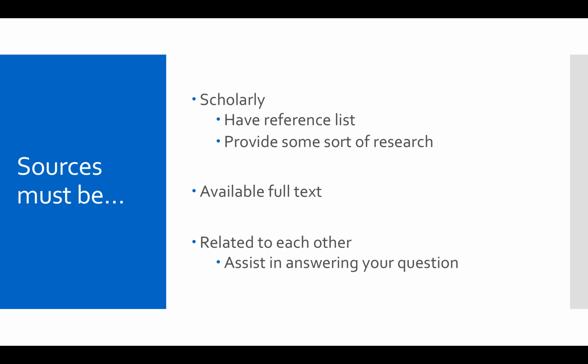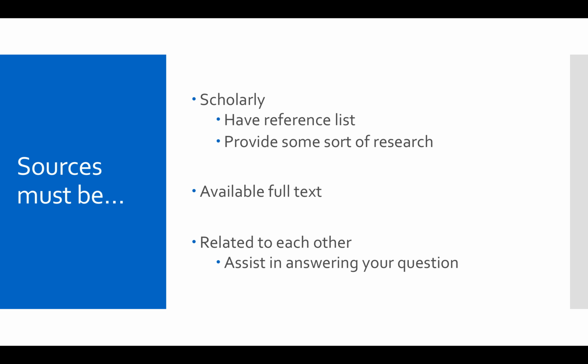First, a source has to be scholarly, which means it needs to have a reference list or citations at the end of it. It needs to provide some sort of research or some sort of evidence as to what's being presented. It needs to be available full text. I need to be able to find it, and you need to be able to find it. So that's full text completed, not like an abstract.